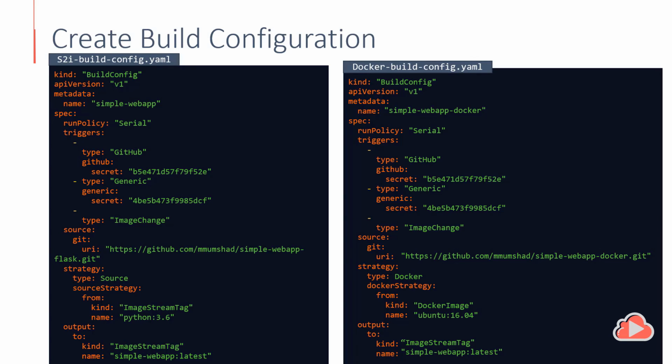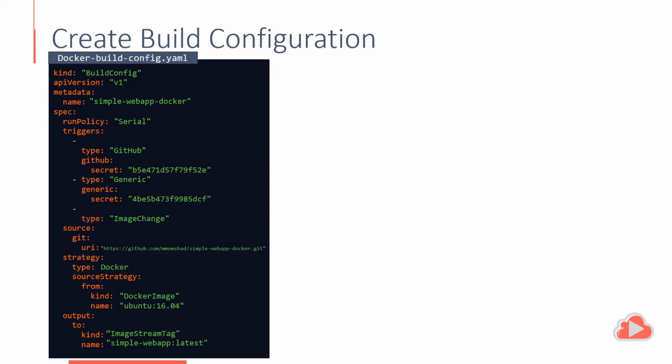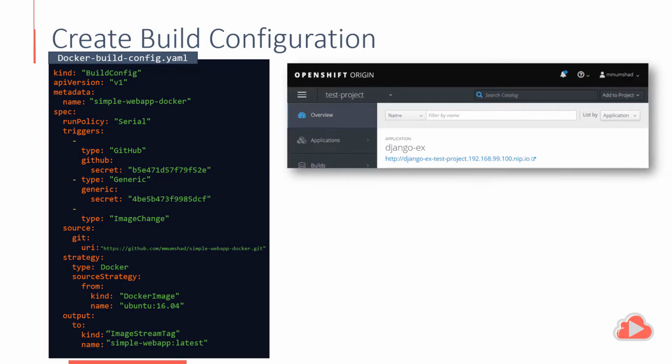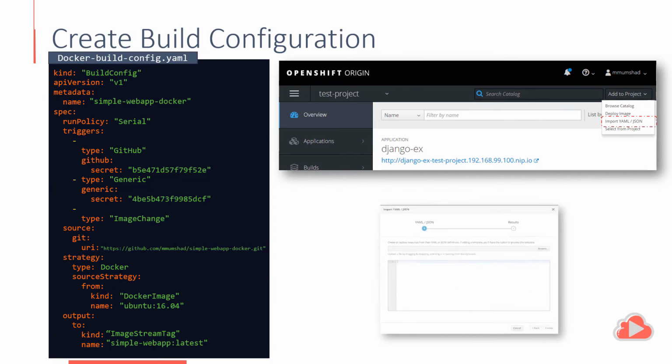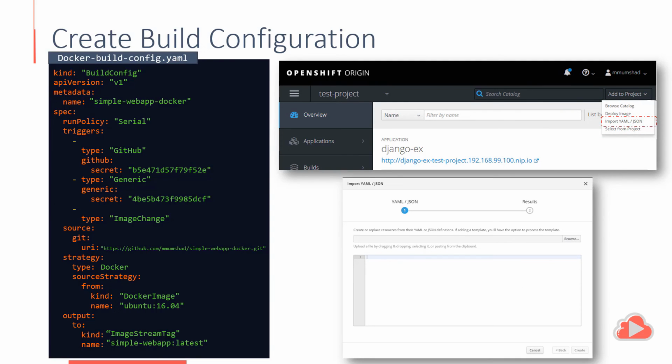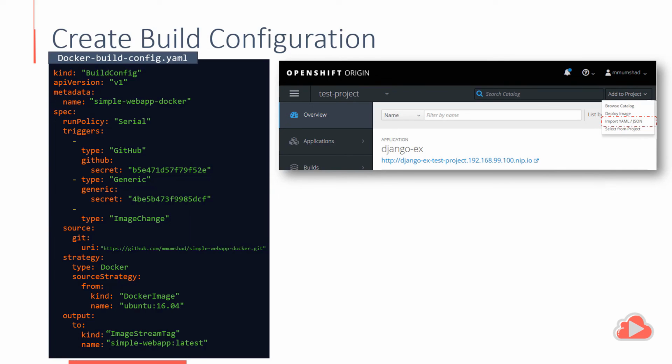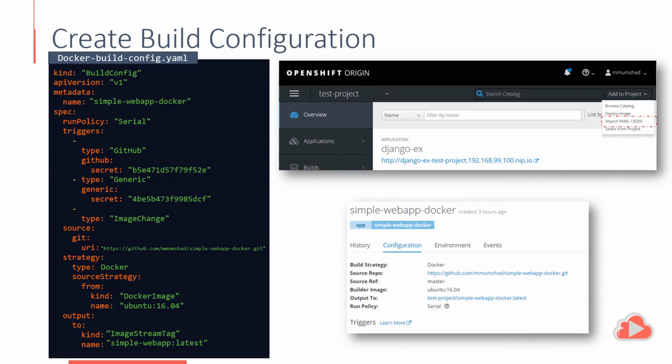Once the YAML configuration file is ready, to create a new build configuration, click on the Add to Project button on the top right corner of the project window. It has an Import YAML option. Selecting that option will bring up the Import wizard. Copy the contents of the Docker build config YAML file into the interface and click on Create. This will add a new build configuration.